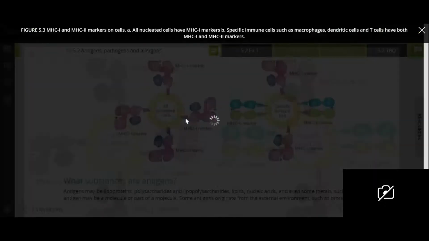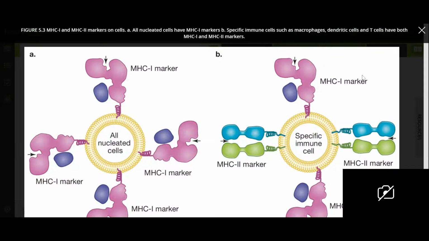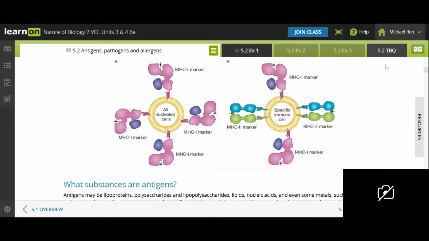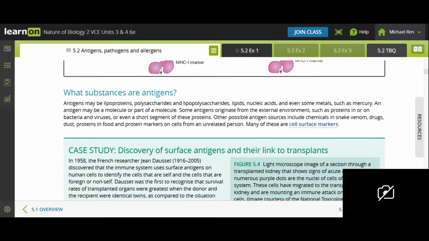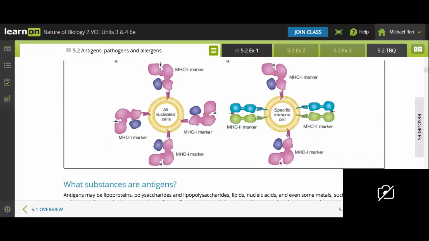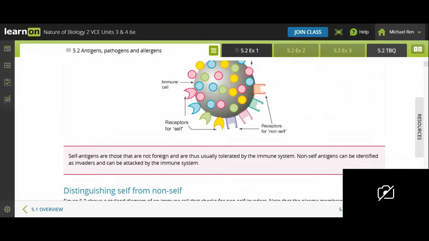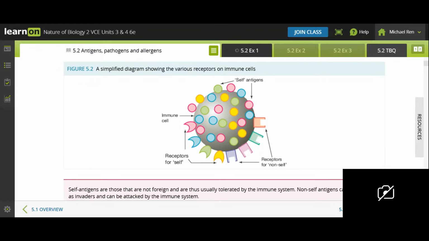Okay, so anyways, antigens are simply molecules that assist in distinguishing a substance as non-self and can initiate an immune response. Antigens usually are distinguished as non-self due to cells having MHC-I markers, which immune cells can identify through receptors that bind to these markers.